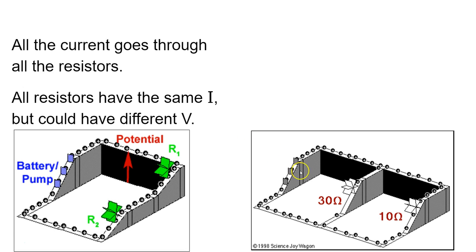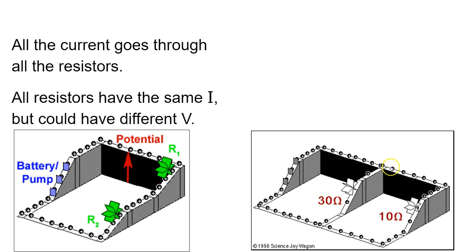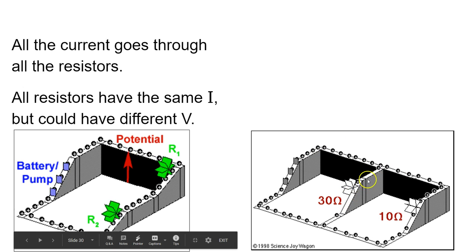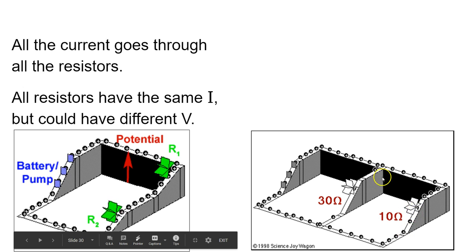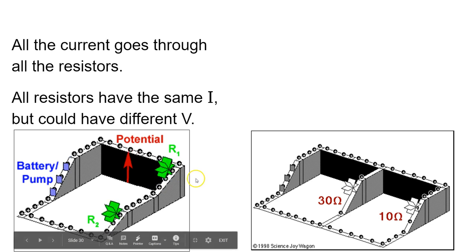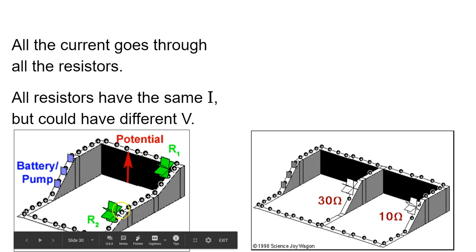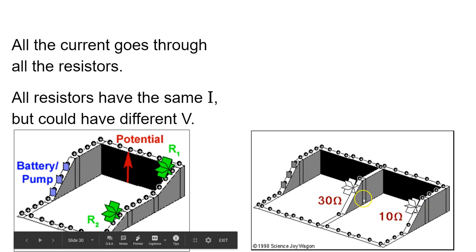Over here, you can see that we've got the same pump going through, and then some of the current, like some of the electrons, are going through the 30 ohm resistor, and some of them are going through the 10 ohm resistor, but not all of them are going through them. Just like over here, they're all going through, all of the electrons, all of the little plus signs are going through all of the wheels. Over here, they're kind of split, okay?